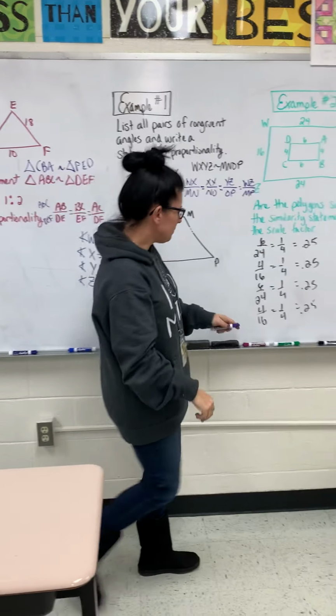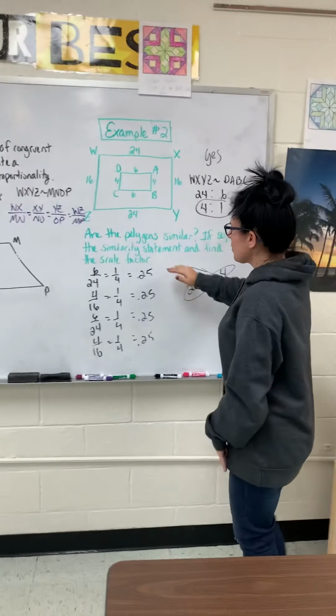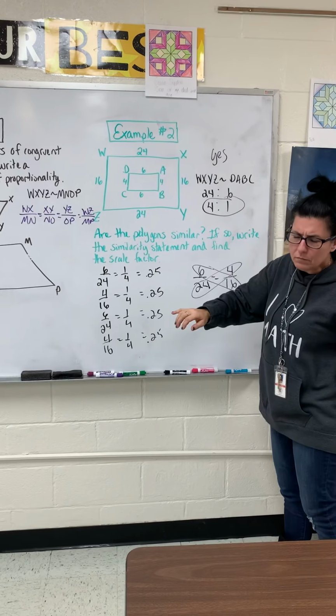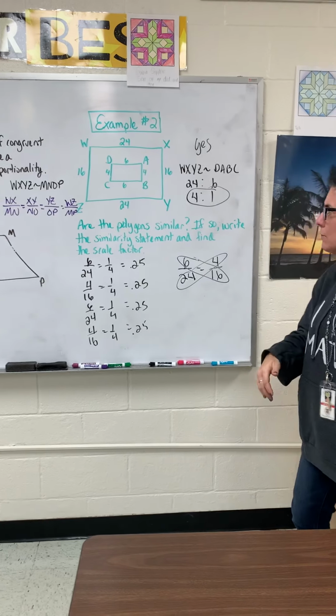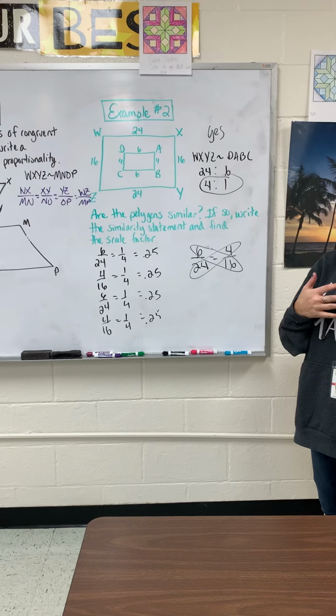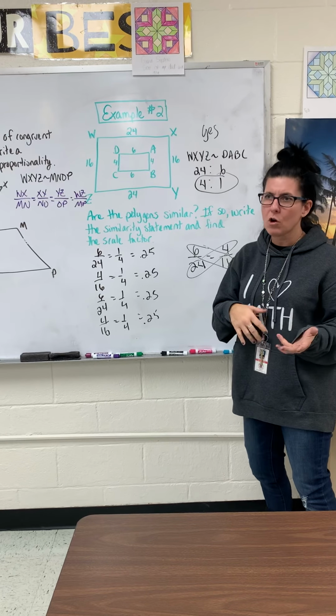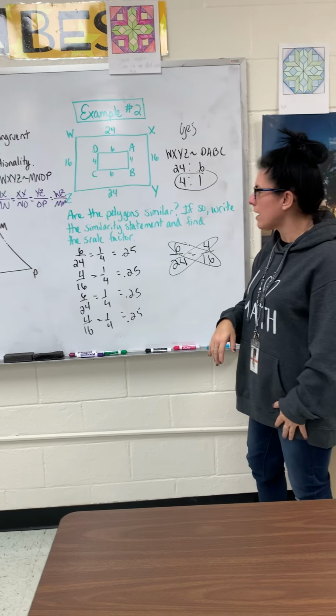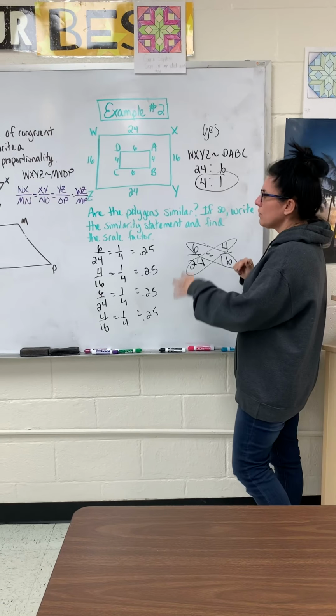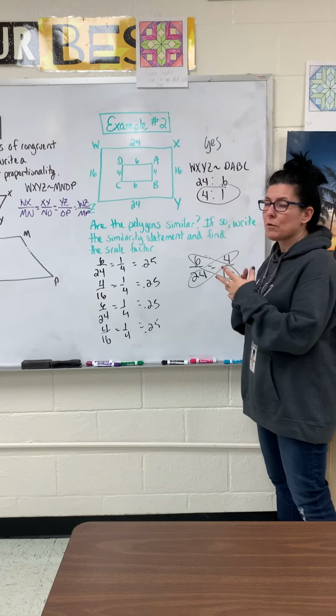My next example, it says, are the polygons similar? There's a couple ways you can figure out if polygons are similar, and I want to show you all of them. This is a simpler problem, but they're going to be harder for homework and future problems, so I want to make sure you know how to figure them out. So to figure out they're similar, we want to see if they're proportional.